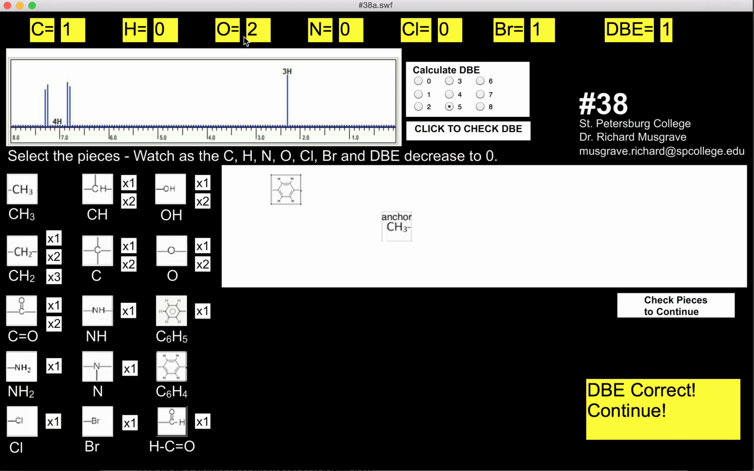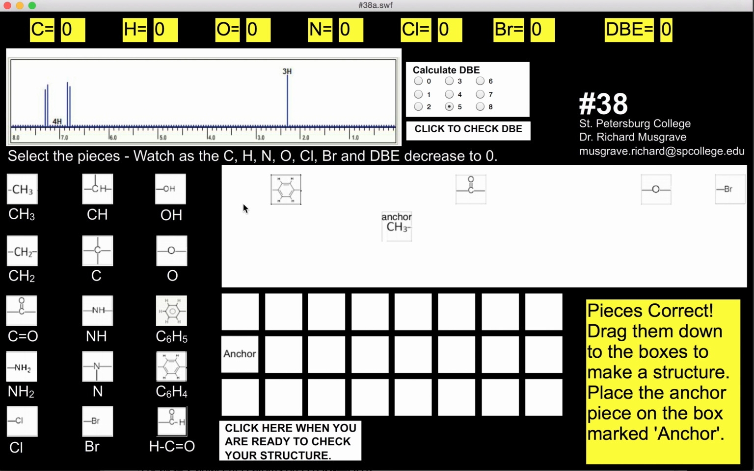We have a C, 2 O's, a Br and a double bond equivalent. That would be a Br, and then we would have a C double bond O and an oxygen. And you can see everything's counted down to 0, so there should be all the pieces there.